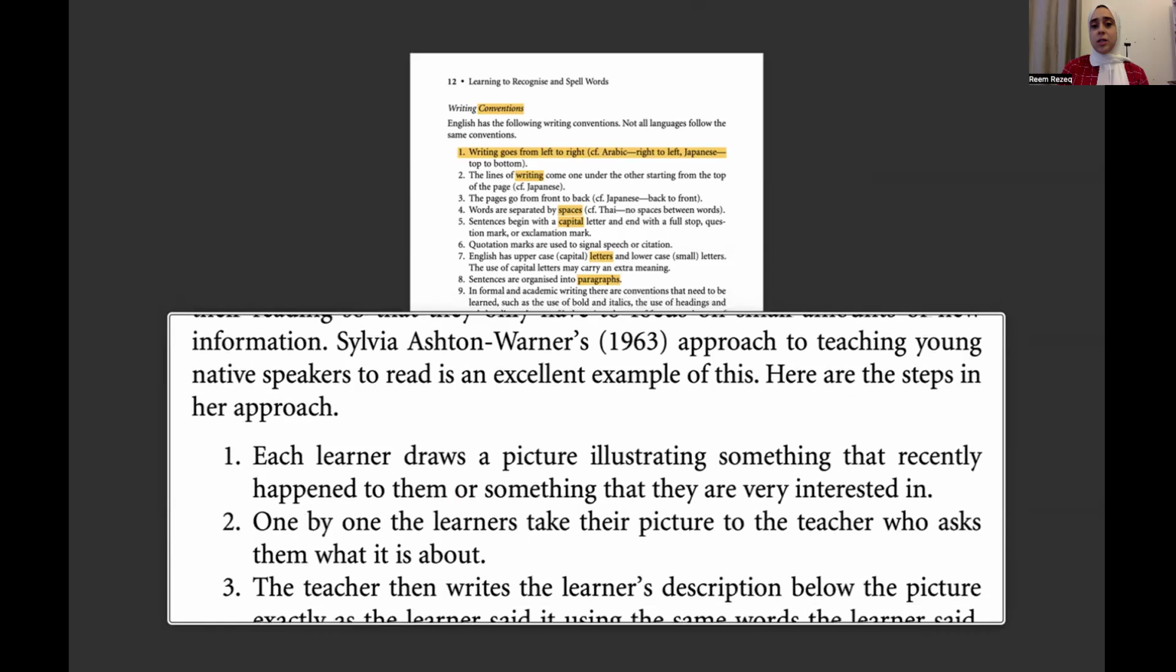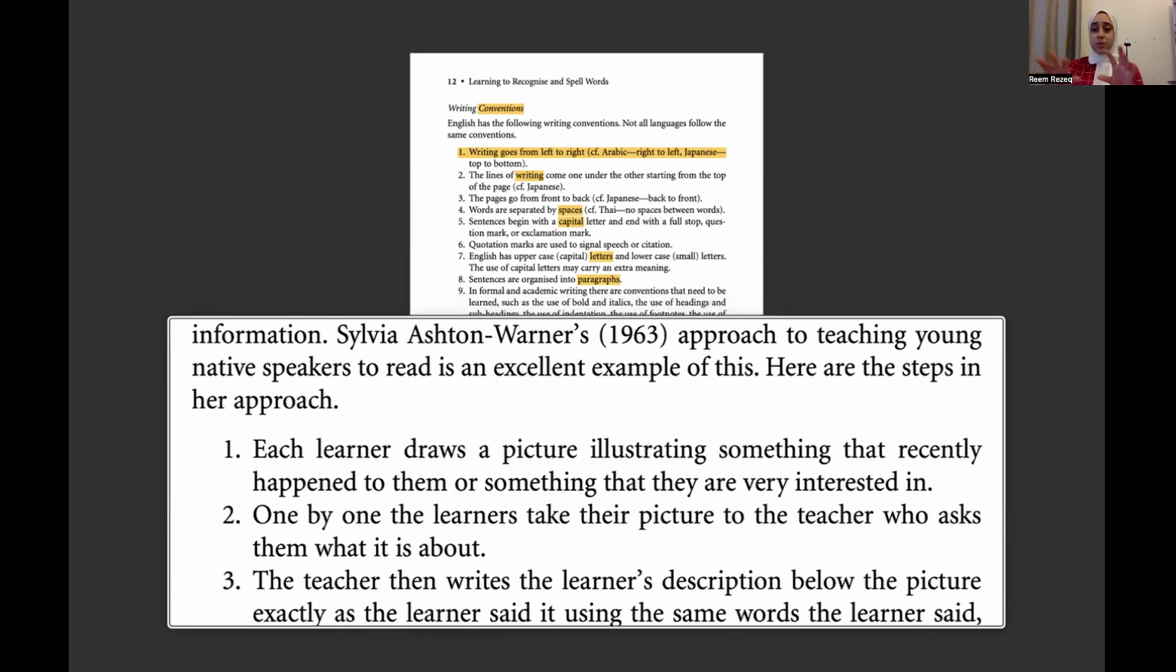In this regard, there are some steps in this approach: each learner draws a picture illustrating something that recently happened to them or something they are very interested in.